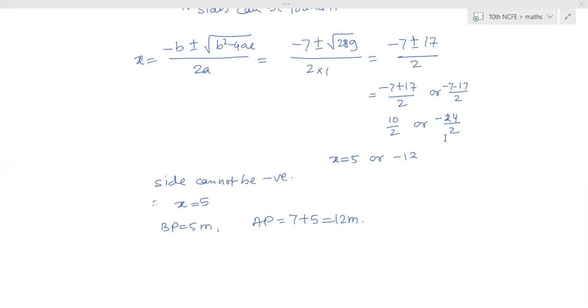Ma'am, 4.10 exercise. Okay. All 4.11 except for everything. First, second, and third also. Yes, all 11 questions. 10 questions, sorry.